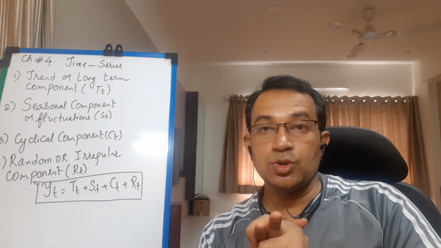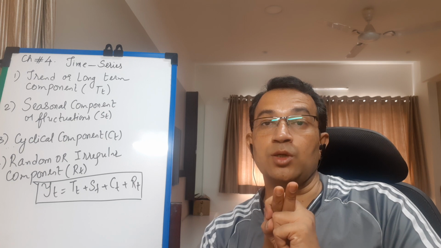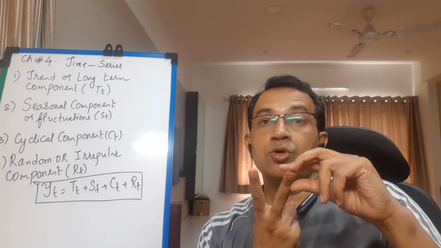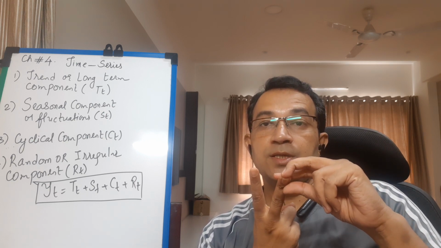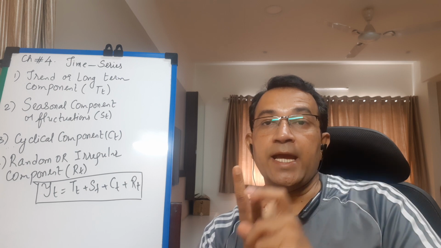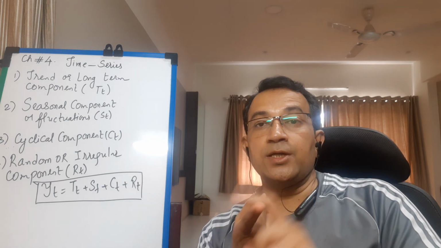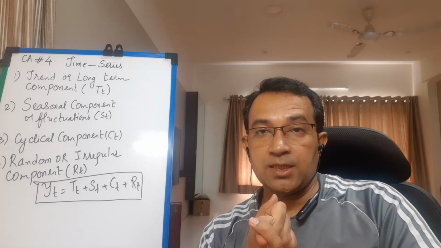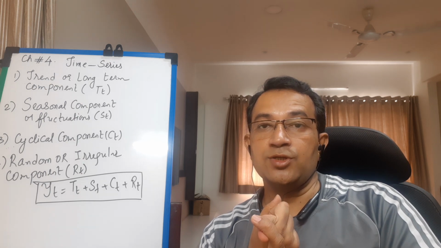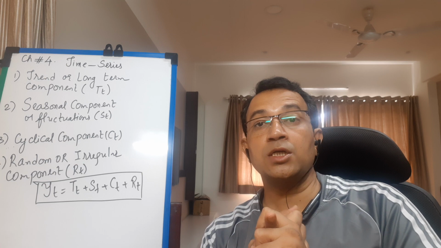Point number 2, the most important one. Correlation coefficient r is independent of change of origin and scale. Regression coefficient b is independent of only change of origin but not scale.